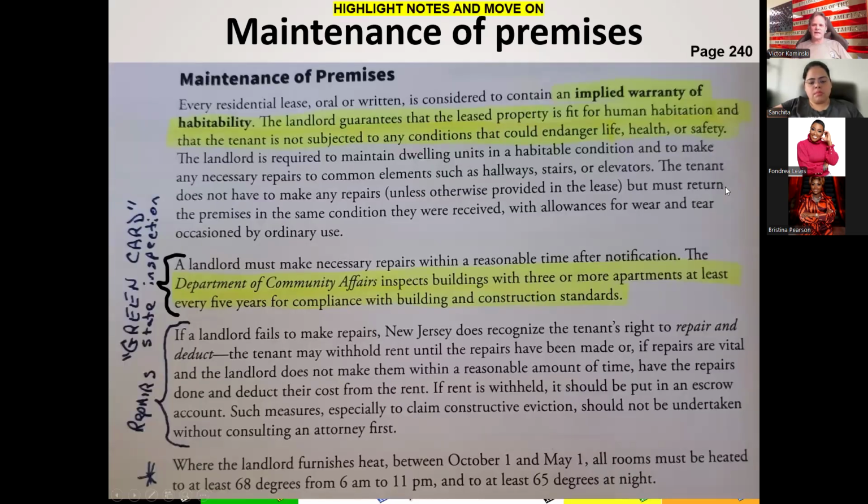So let's highlight that now. Page 240, implied warranty of habitability, with the green card inspections about here. And there's a paragraph here about repairs.